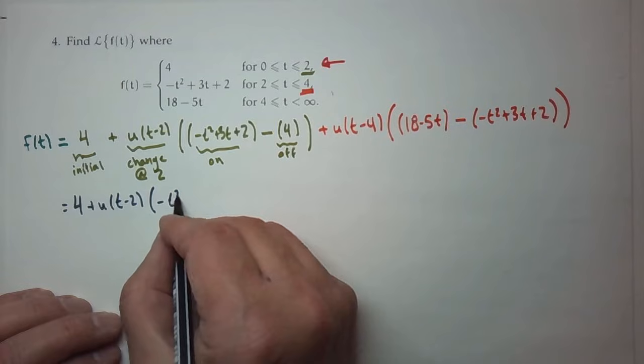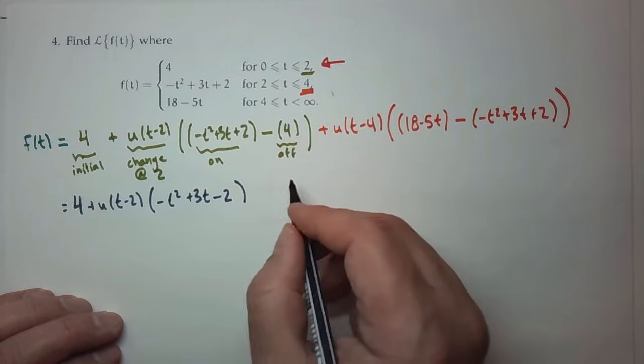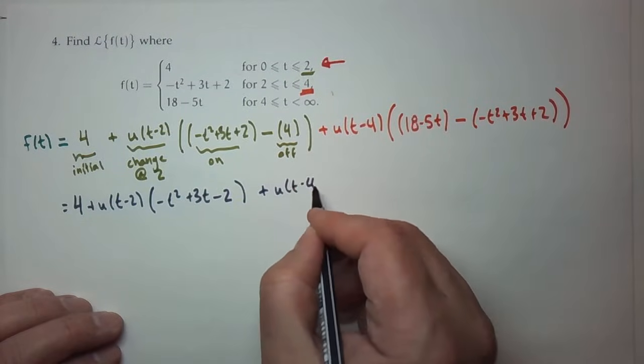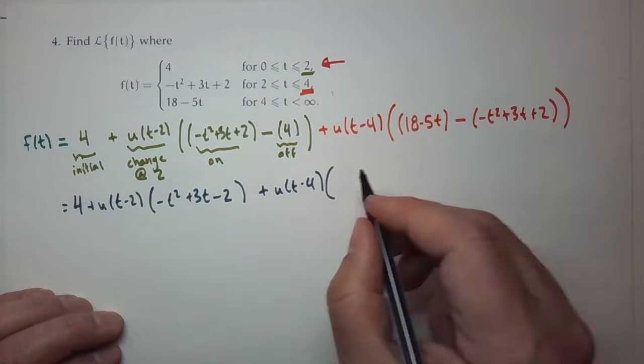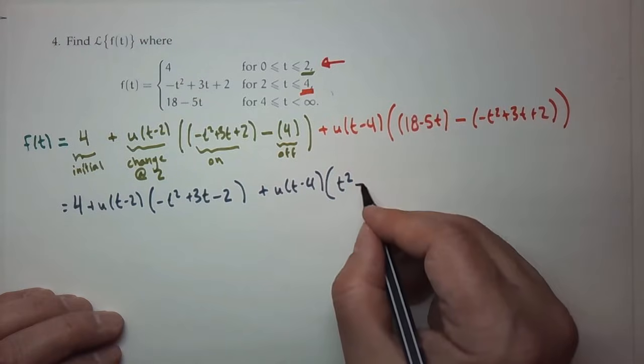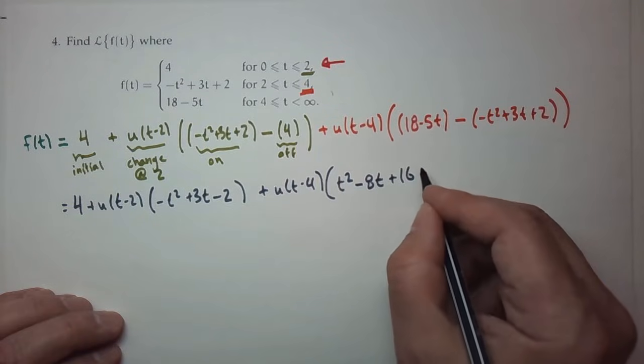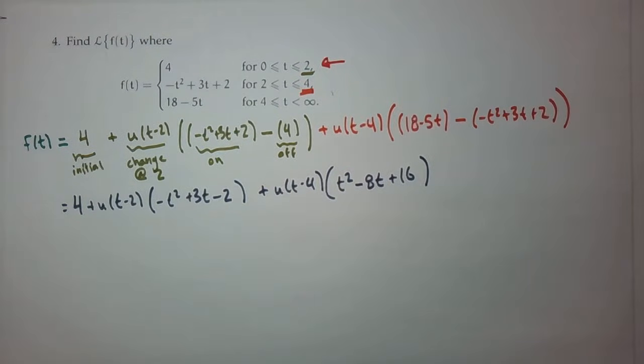We have minus t squared plus 3t plus 2 minus 4 makes minus 2. There's a u of t minus 4. And let's see, we have minus t squared, which makes a positive t squared. We have minus 5t, minus 3t makes minus 8t. 18 subtract 2 makes 16. All right, now one of these we're like, yeah. And one of those like, ugh. Which one is like, yeah, we like it? The farthest right one is, yeah.